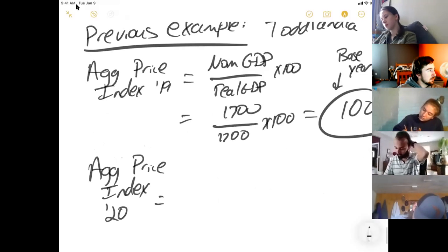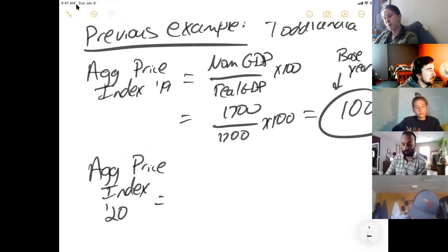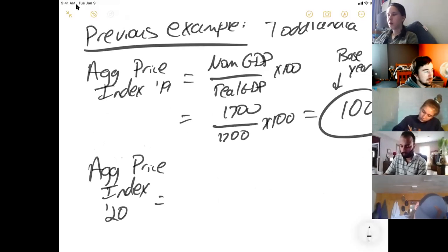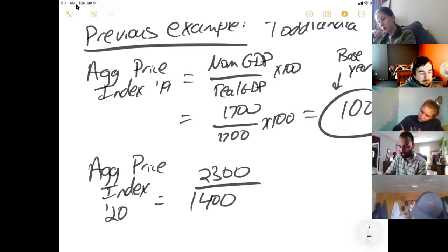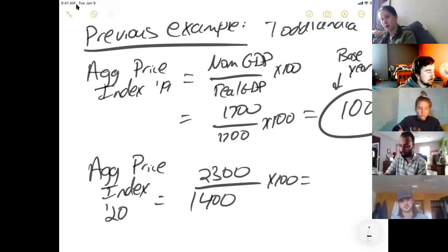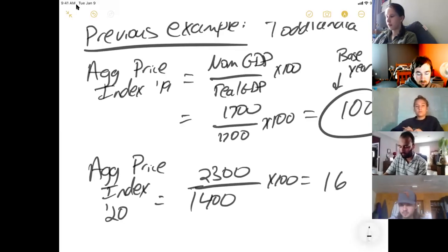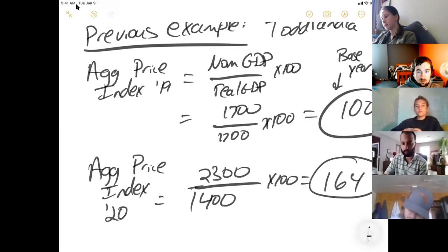What's the aggregate price index in 2020? Well, we have to take nominal GDP divided by real GDP times 100 to get that index. So what was nominal GDP? 2,300. What was real GDP? 1,400. So 2,300 divided by 1,400. The aggregate price index in 2020 was 164.